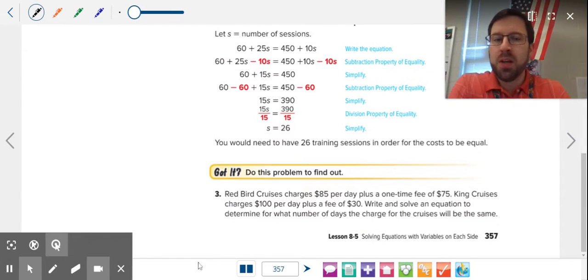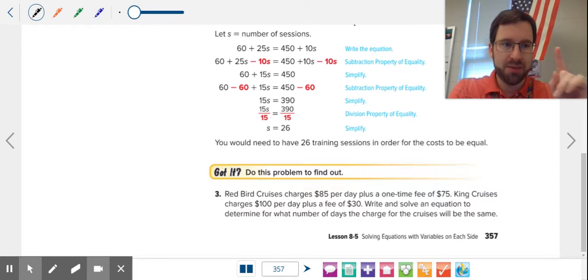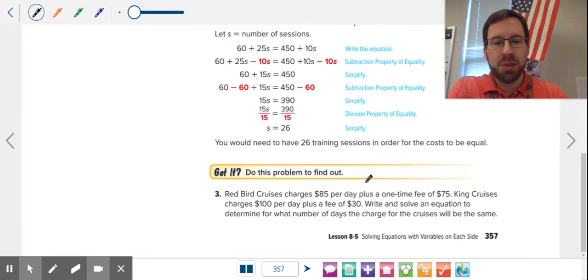Up you go. Now for the word problems, these are the application of the skill. So when you want to apply the skill, in this case, we're going to decide which cruise is the better cruise to go on. We have Redbird Cruises at $85 per day plus a one-time fee. So per day shows that this is the variable. This is being multiplied by multiple days. The one-time fee is a constant. One time we pay this fee, that's it. No variable. King Cruises charges $100 per day plus a fee of $30.